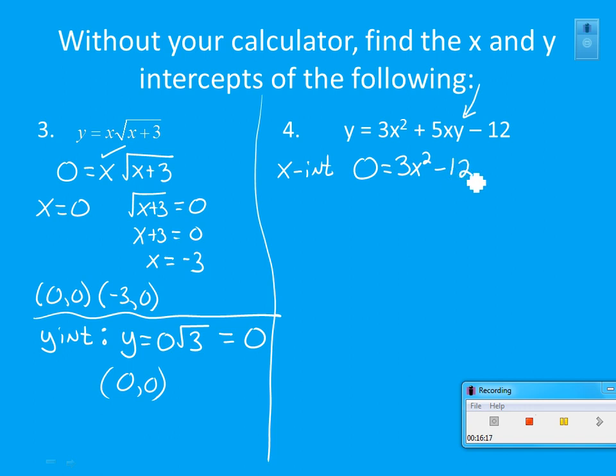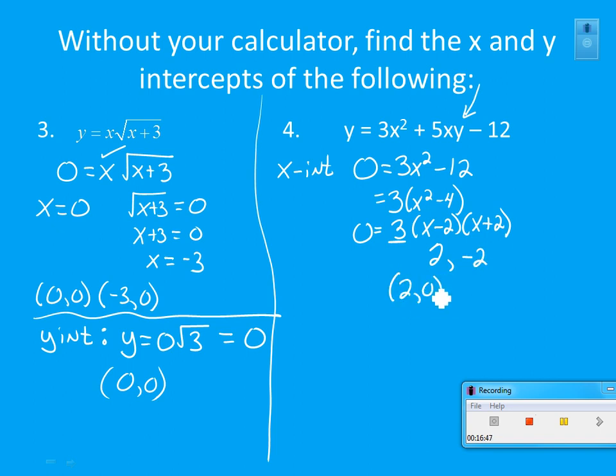Now whatever you want to do to solve this, I'll go both ways. If you want to factor it, I got a 3 and an x squared minus 4, which leaves me at 3 times an x minus 2 and an x plus 2. Since this is a constant without a variable, it doesn't yield me an x-intercept, but I will have one at 2 and negative 2. So I've got x-intercepts at (2, 0) and (negative 2, 0).